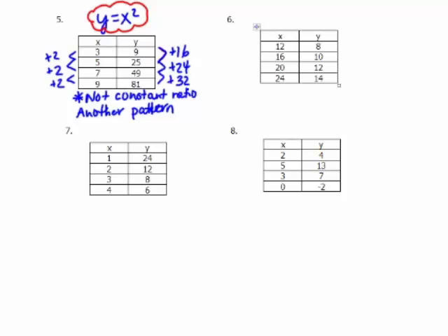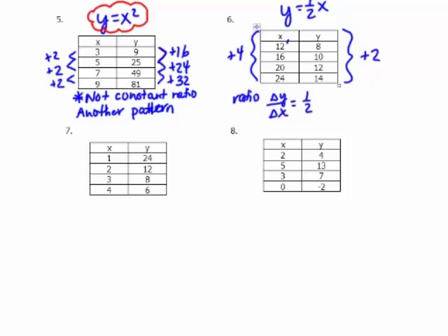All right, how about the next one? In this case, all of my changes here are adding 2. All of my changes here are adding 4. So my ratio, remember, is delta y over delta x, which is 2 over 4, or 1/2. So does y equal 1/2 x? Well, that would be a 6, an 8, a 10, and a 12. No, it doesn't. What do I need to add or subtract to each line? A 2. So this is actually another linear equation.